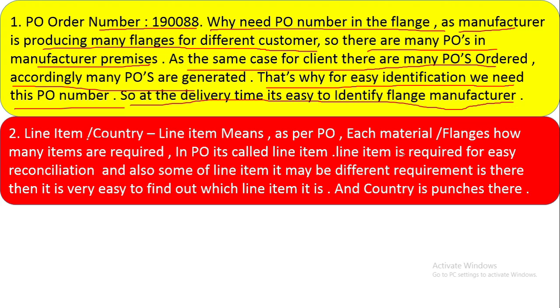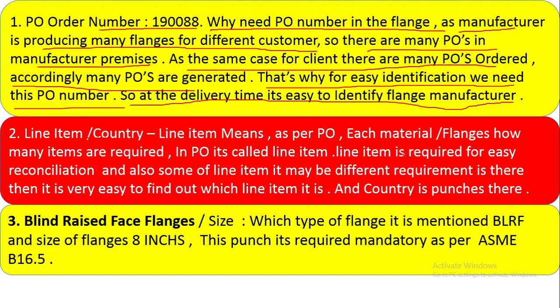What will happen when your project is at a middle stage and some material is required? It is very important that if you know which line item it is, you just order that line item and it will be delivered. So it is very easy to find out which line item it is, and the country is punched there. So that is line item and country.